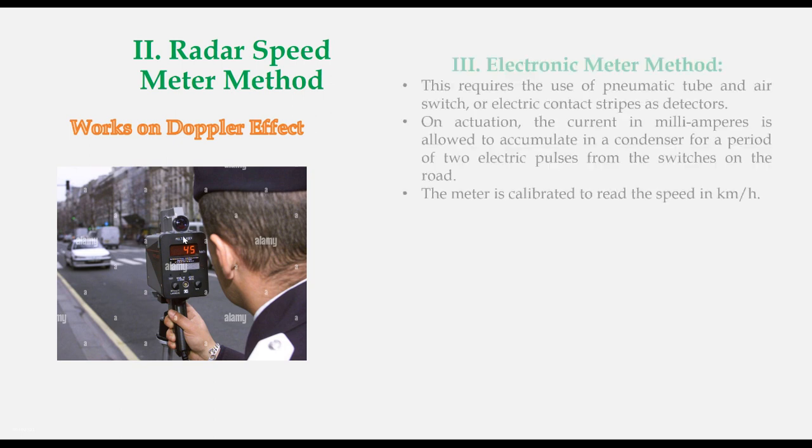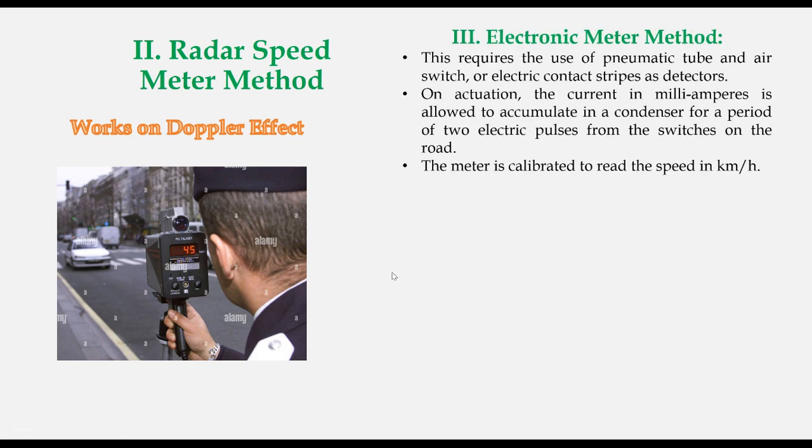The electronic meter method requires the use of a pneumatic tube and air switch or electric contact stripes as detectors, and on actuation, the current in milliamperes is allowed to accumulate in a condenser for a period of 2 electric pulses from the switches on the road. This meter is calibrated to read the speed in kilometer per hour.